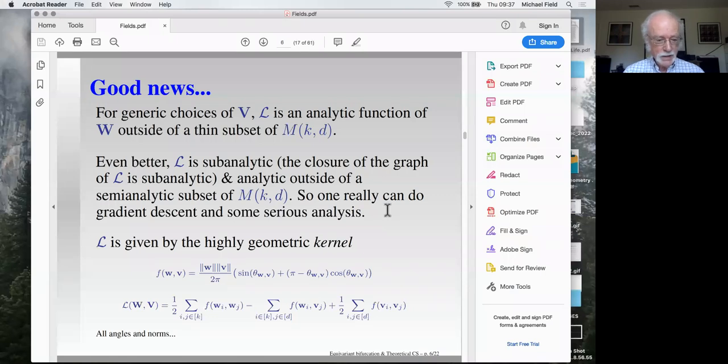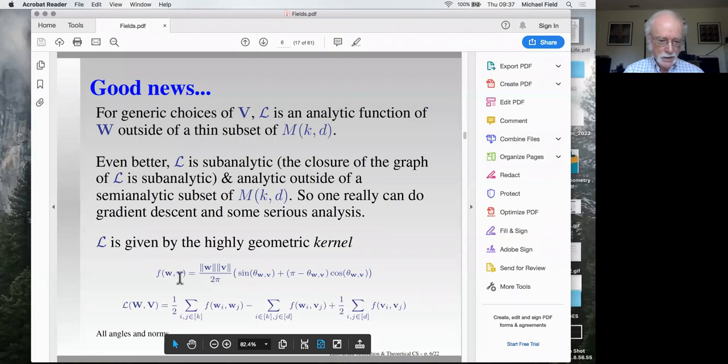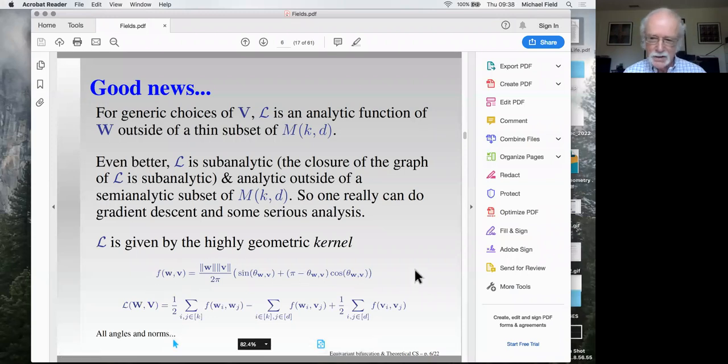So let me point out that the loss is given by, I think everyone knows this for ReLU, the loss is given by this very geometric kernel. This is one of the things that really got me interested in this subject. This is a beautiful kernel here because it's so geometric.